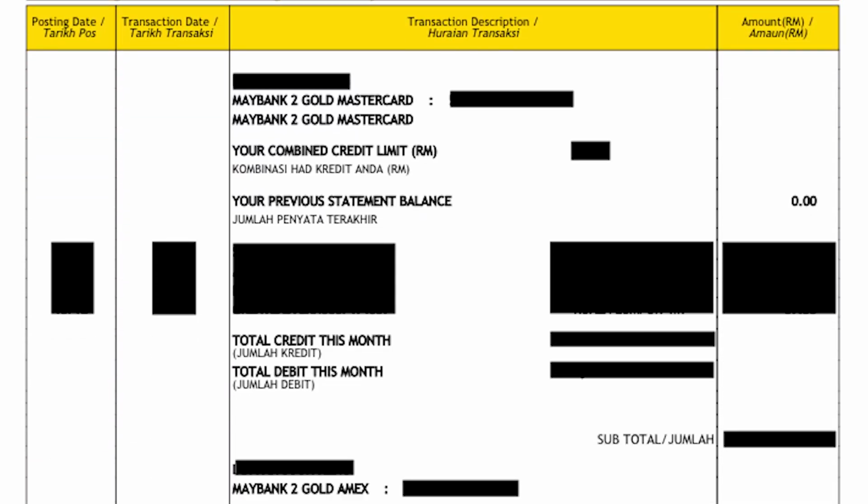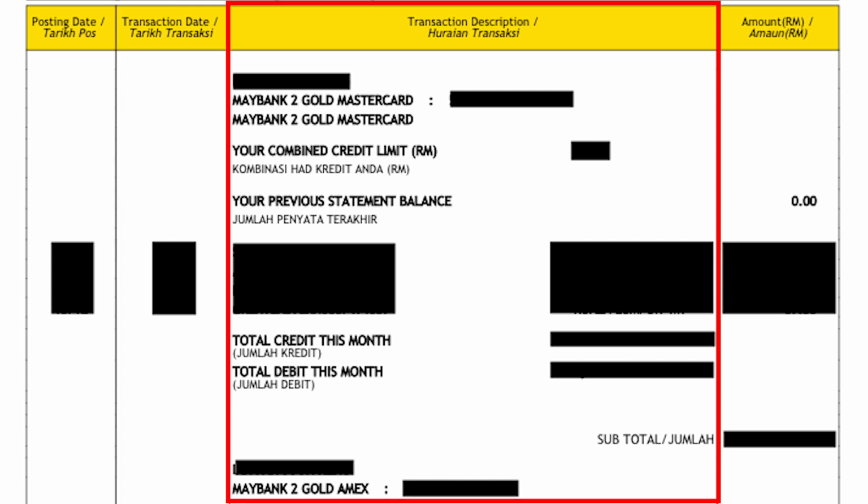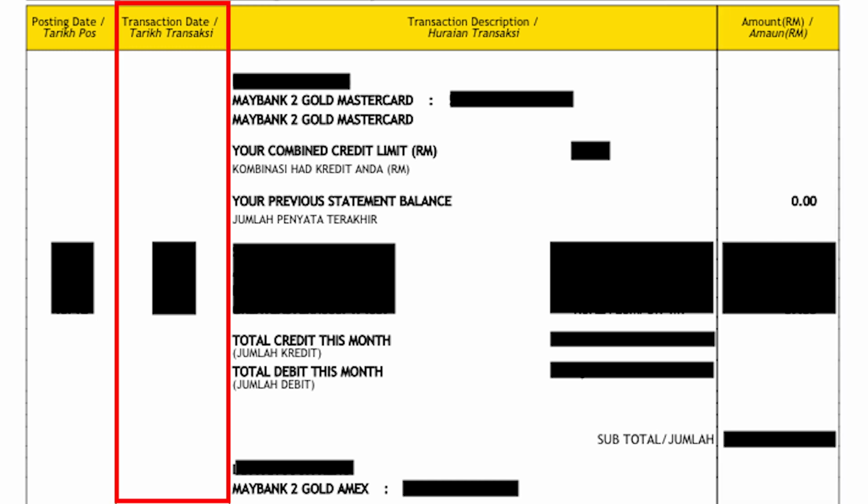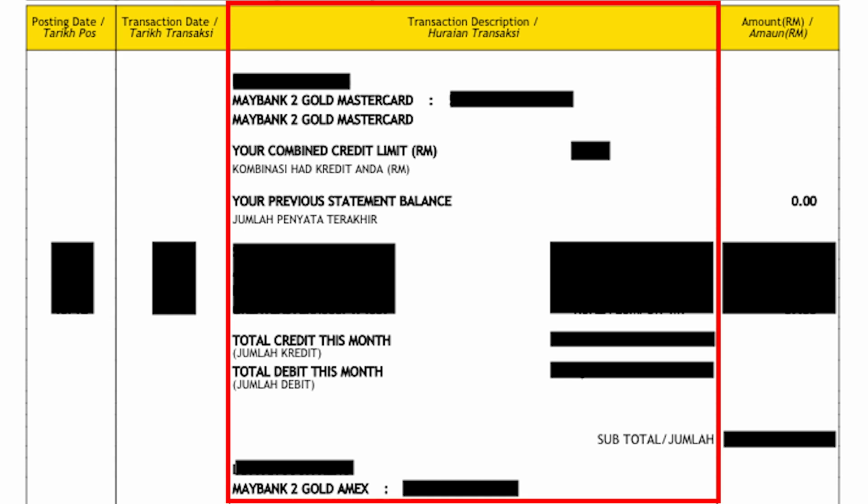Then we go down below to the next table. So we have here posting date, transaction description, and amount. So in transaction date, you see here the date of the transaction and then the transaction description. And in this column, we have here the credit card name and then your credit limit. The combined credit limit, let's say, is 10,000. So in a month, you can only spend up to 10,000 ringgit.